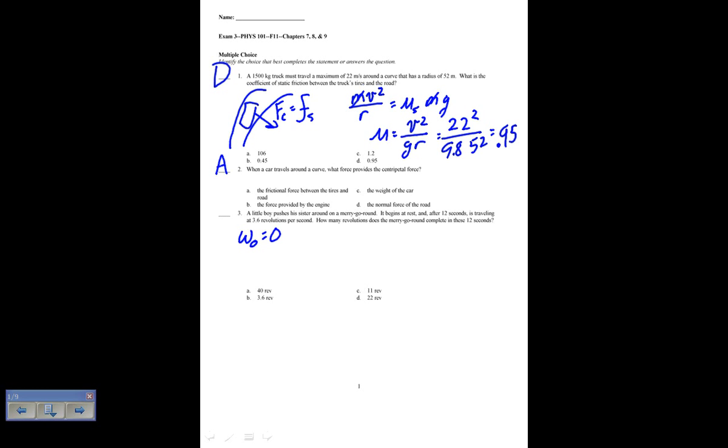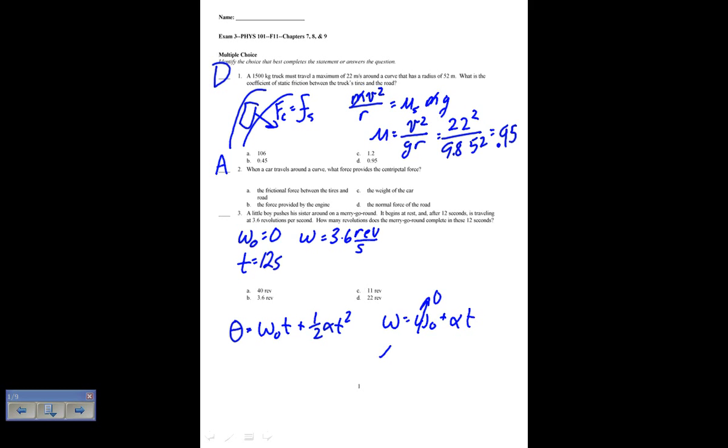A little boy pushes his sister around on a merry-go-round. It begins at rest, so it means omega naught equals 0. It travels for 12 seconds and is traveling at 3.6 revolutions per second. How many revolutions does the merry-go-round complete in these 12 seconds? So theta is equal to omega naught t plus 1/2 alpha t squared, but I don't know what alpha is. However, I do know that omega equals omega naught plus alpha t. Omega naught is 0, and I know omega and t, so I can figure out what is alpha.